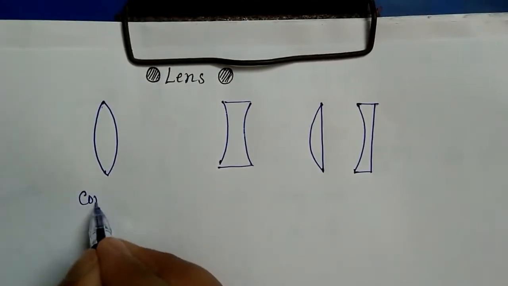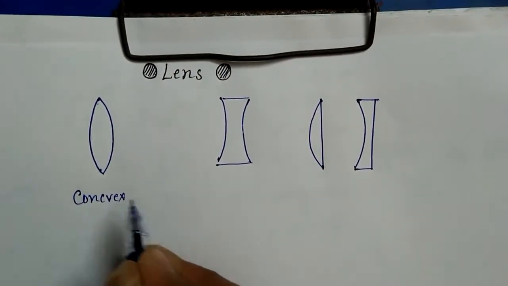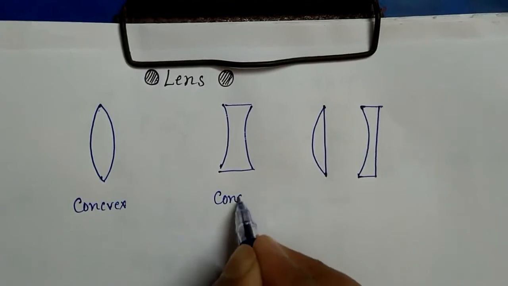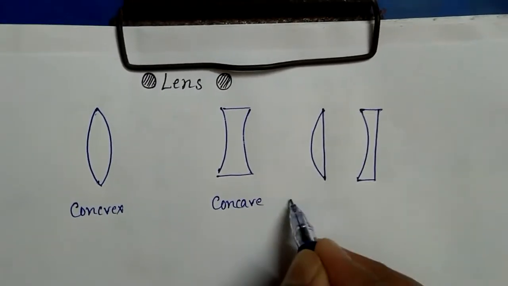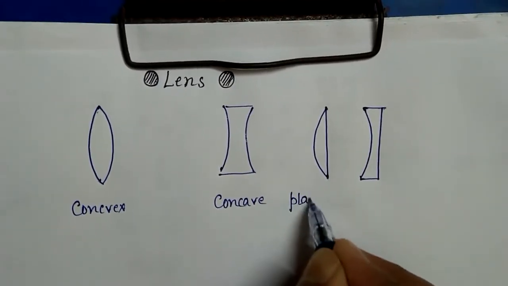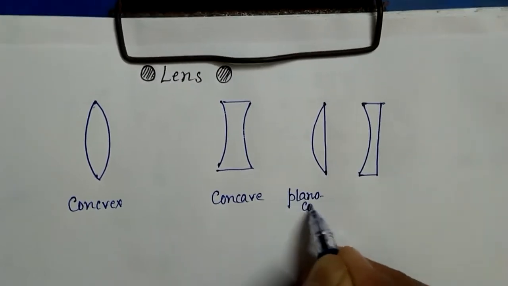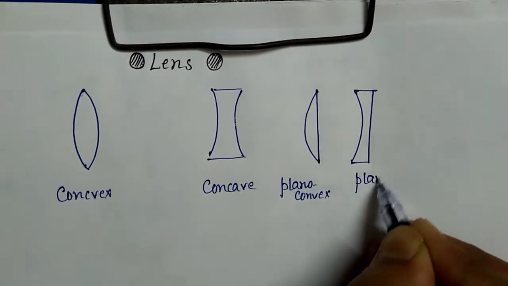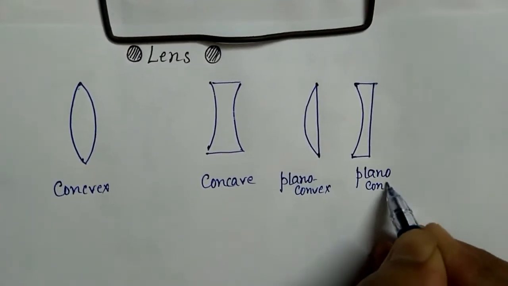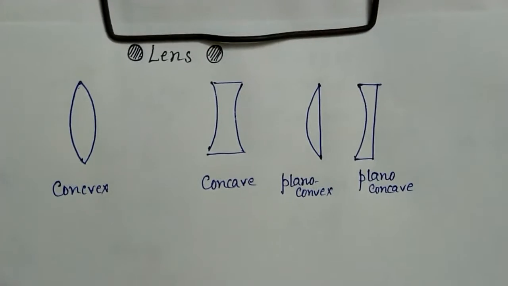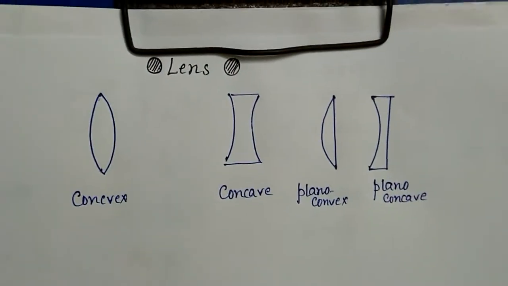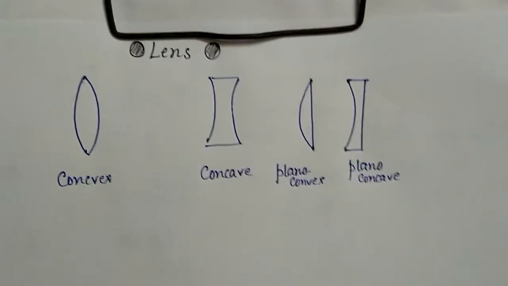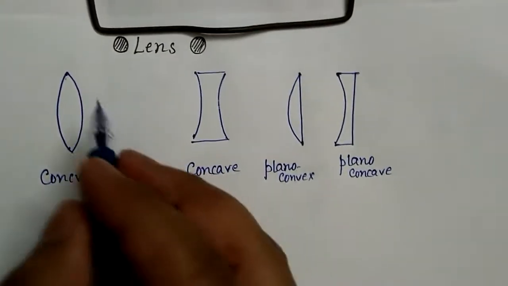So this is known as the convex lens, this is known as the concave lens, this is known as the plano convex lens, and this is known as the plano concave lens. So all these are lenses. Now just look at these things.